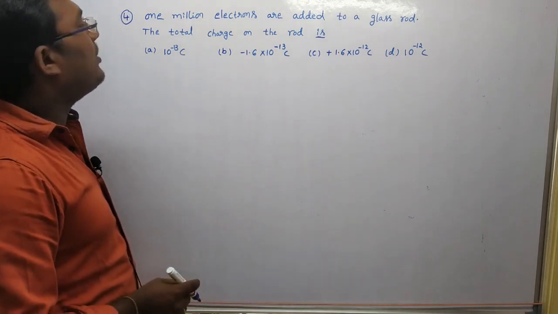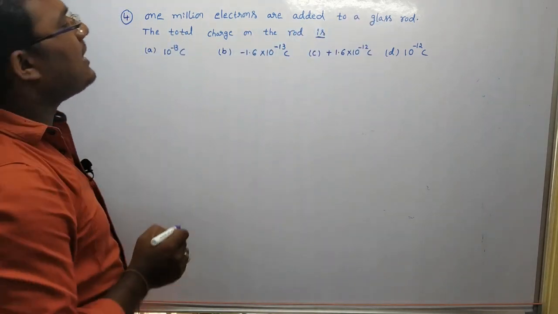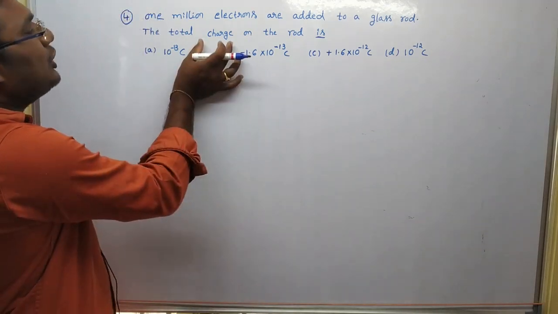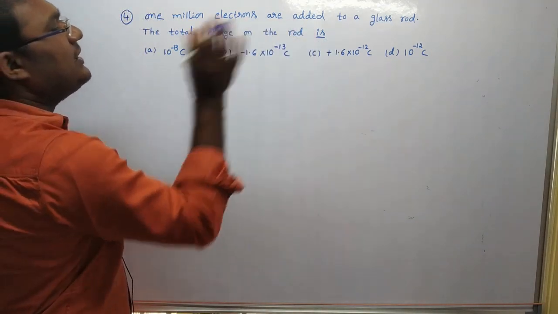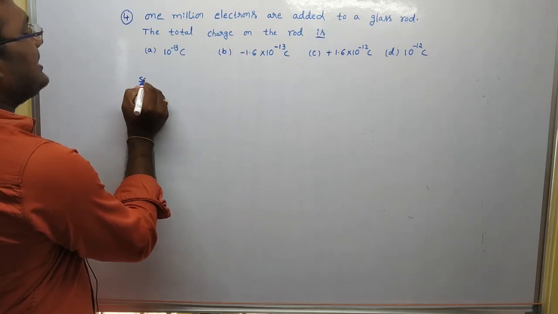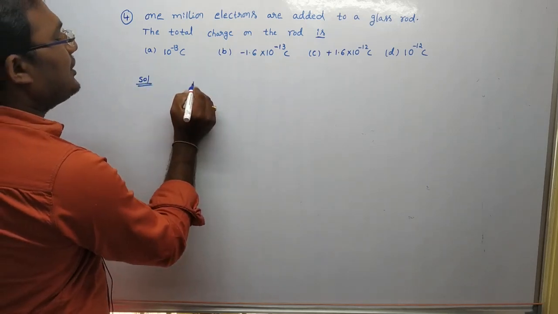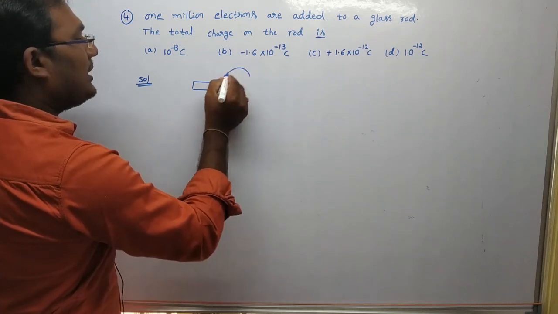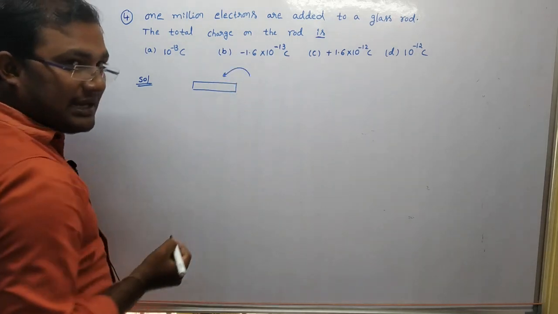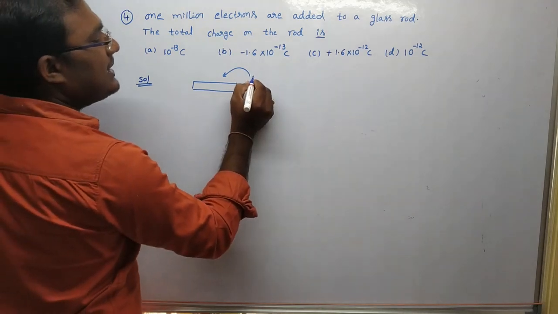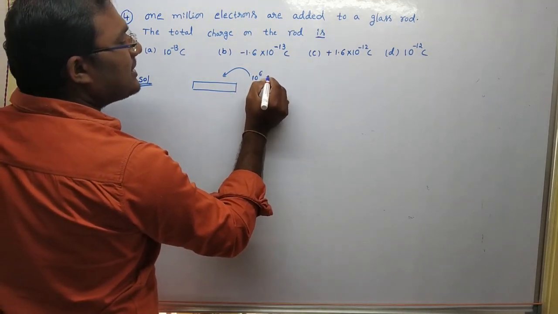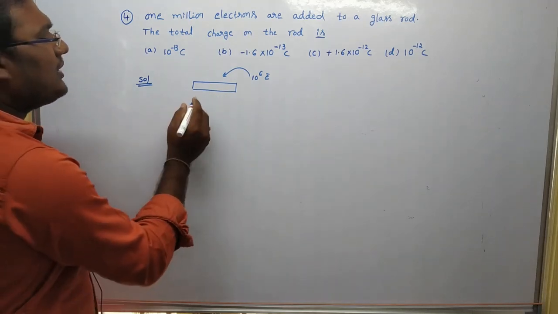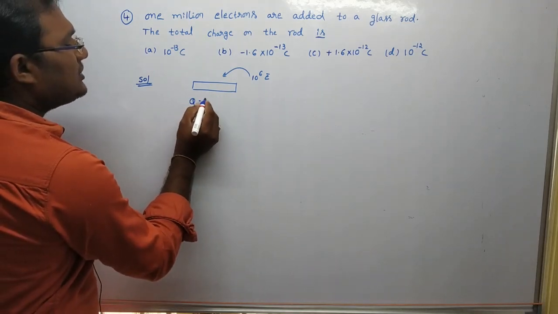Here, the next problem is: 1 million electrons are added to a glass rod, then find the total charge on the rod. That means solution. If you take a glass rod, and 1 million means 10 lakhs, that means 10 power 6 electrons are added to this rod, then what will be the total charge?